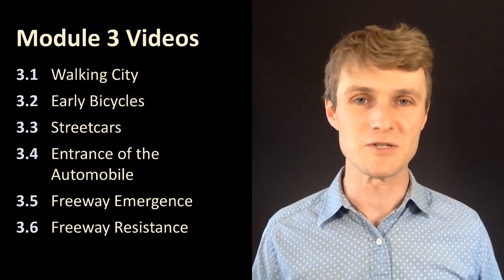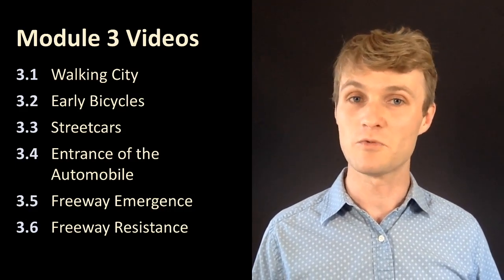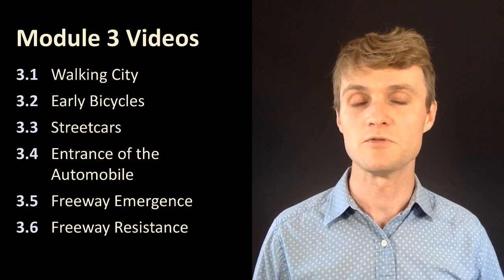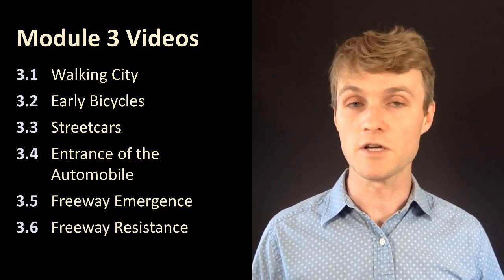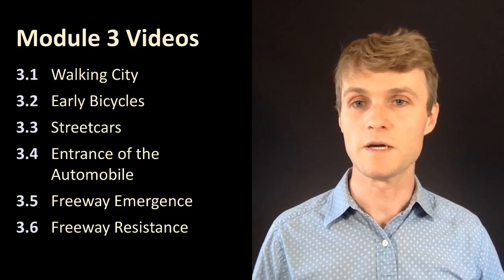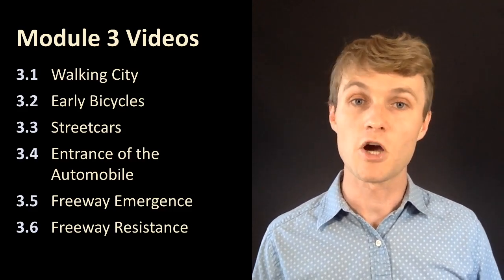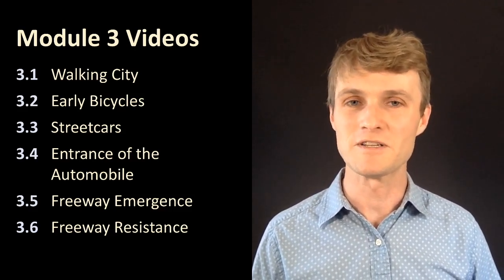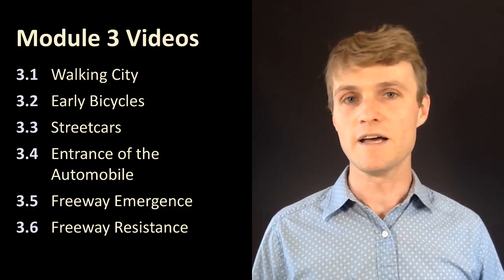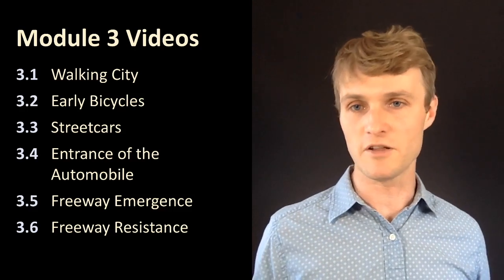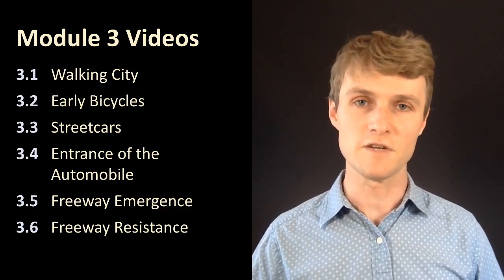Then we'll get into bicycles, which actually were a really important stepping stone to later automation, and also provided a lot of early autonomy to users of bicycles. Streetcars were a really important part of urban development, especially in the US, and allowing for suburban development. And so we're going to get into that in the third video.